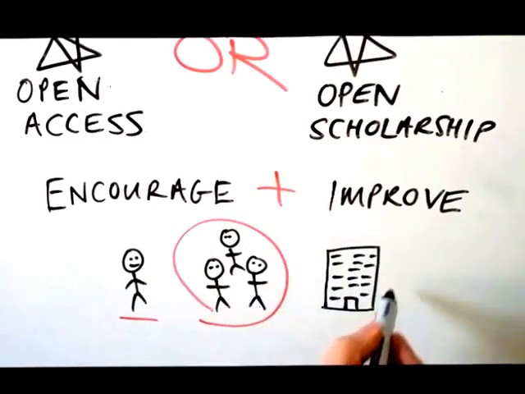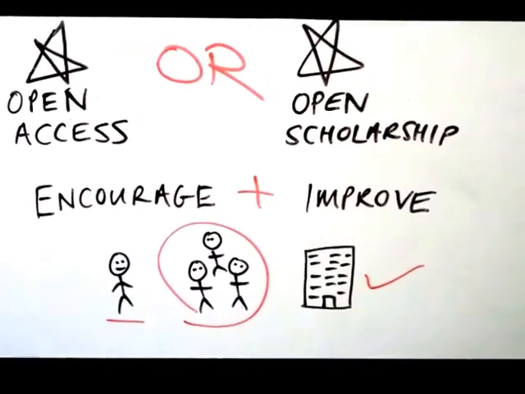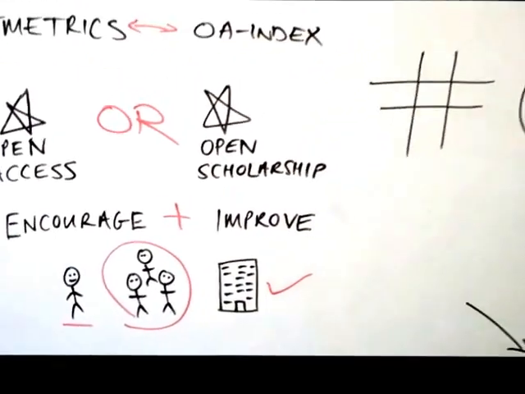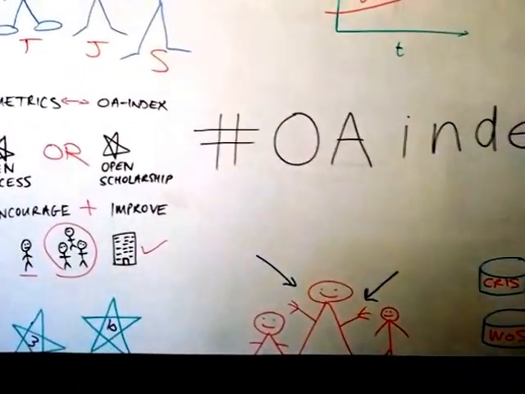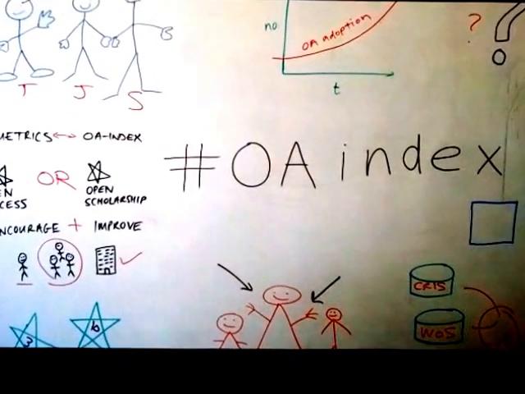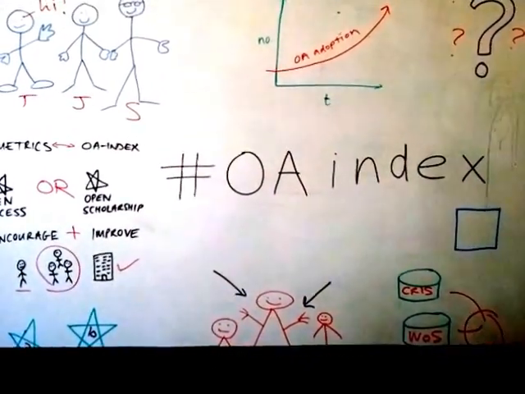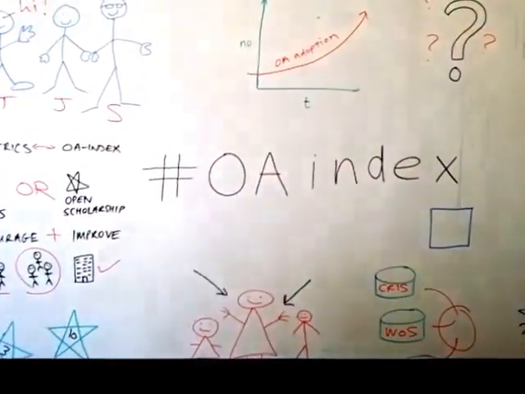But before we get that far, we need to know if there is merit in the idea of an open access index. And that is where you come in. If you'd like to discuss this further, please use the hashtag #OAindex. And if you like the idea or would like to see it investigated further, vote for it now.